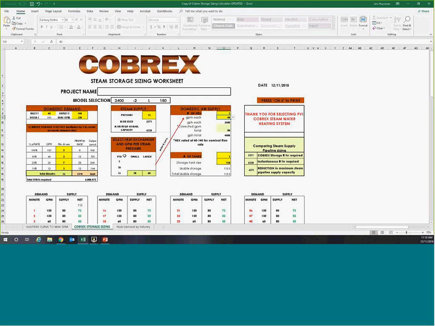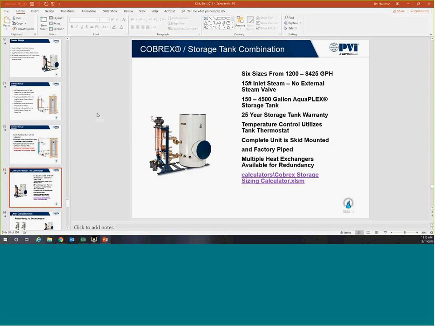So if you guys have further questions about the sizing, definitely give us a shout. We'd love to come in and walk you through it.